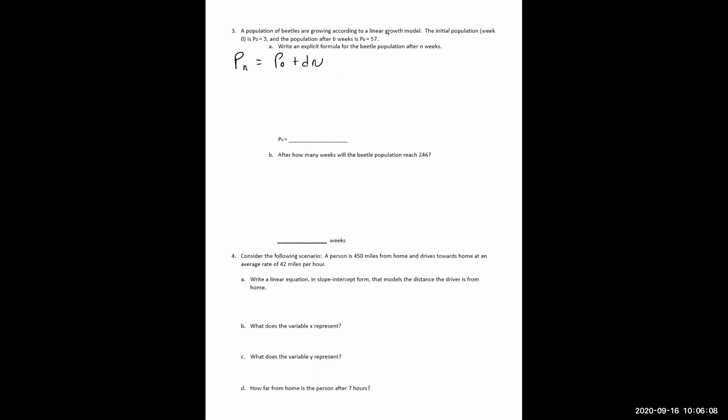All right, so we were given the initial amount. The initial amount creates the ordered pair (0, 3). So week 0, 3 beetles. We also were told that at week 6, we had 57 beetles. So what we end up with here is two ordered pairs, and we need a linear equation.